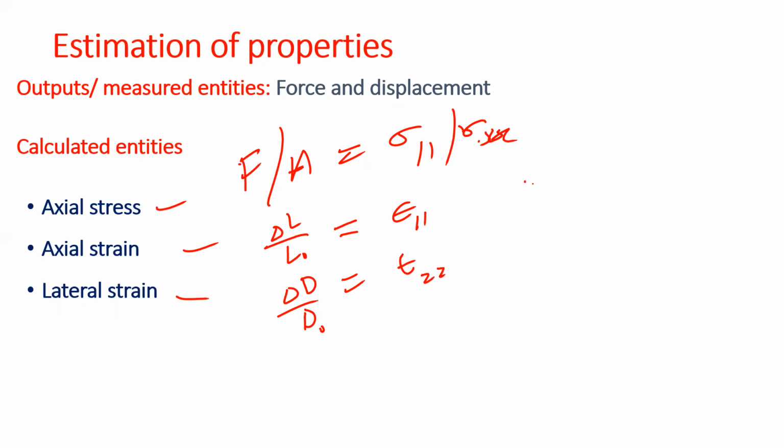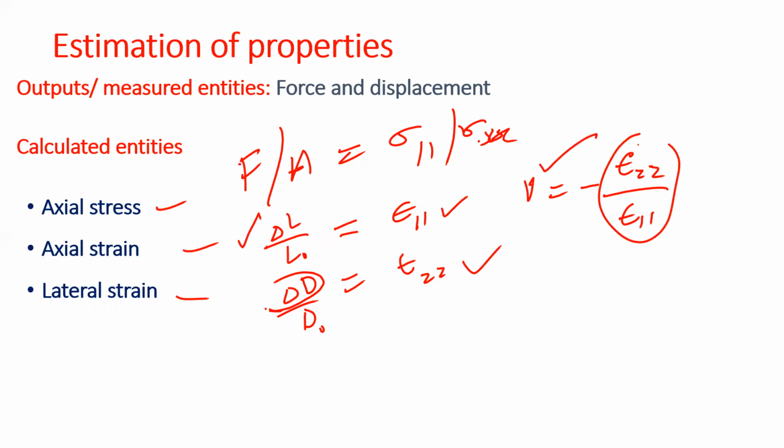And we know the relation: Poisson ratio is minus epsilon 2 by epsilon 1. Since if we are increasing delta L, then delta D automatically becomes negative, so I will retain that minus sign. So these two are measured, which means Poisson ratio can be simply identified by taking the ratio of lateral to axial strain. You know the Poisson ratio, and for a one-dimensional experiment, sigma 11 is E times epsilon 11.